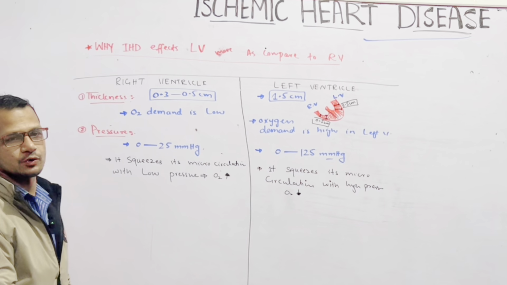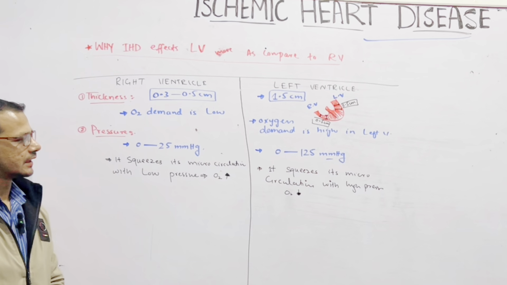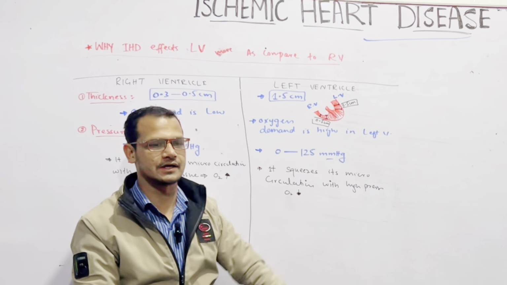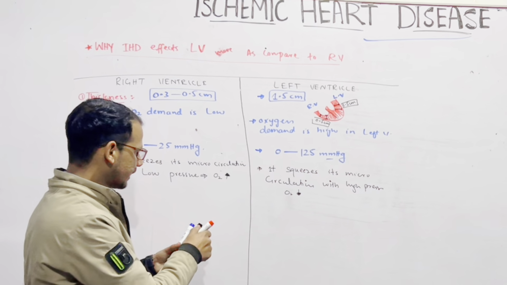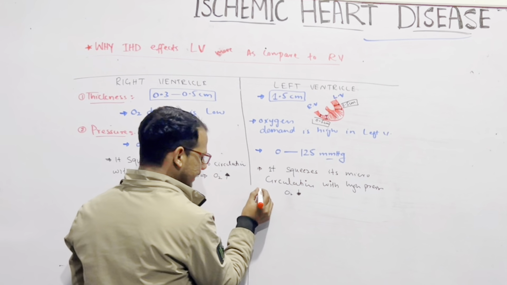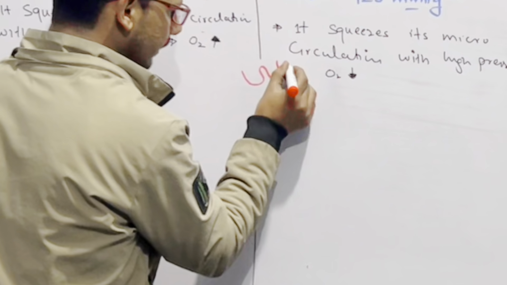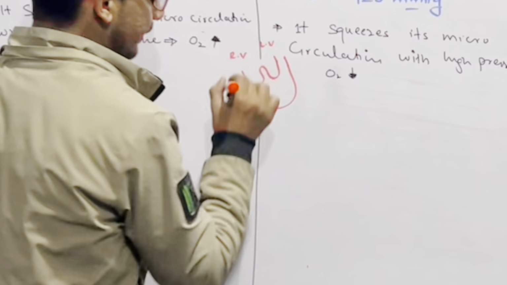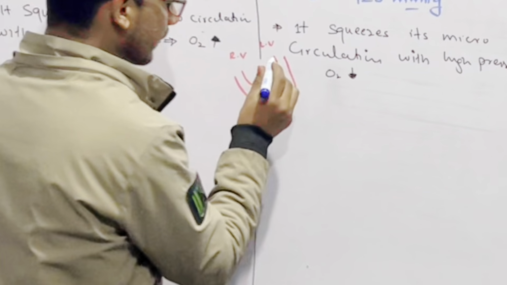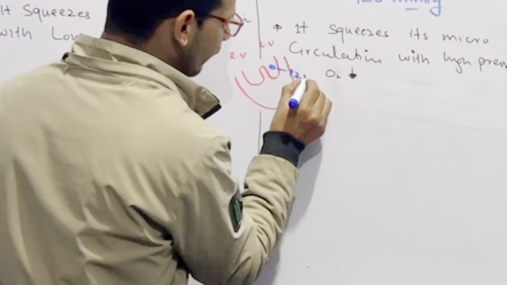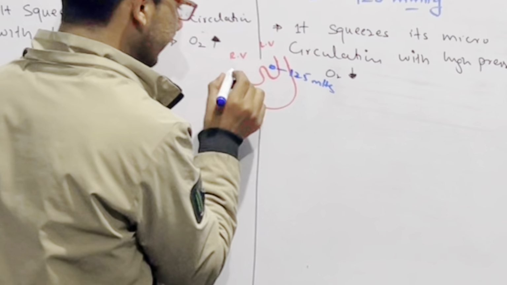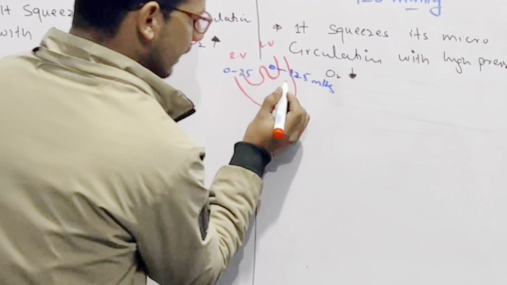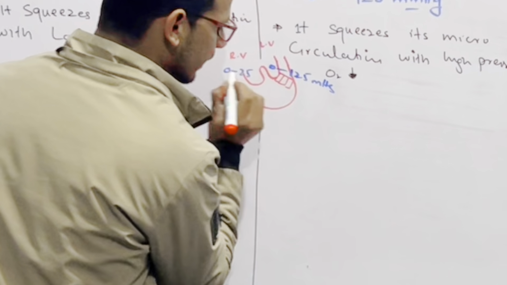This is the next point which is responsible for causing ischemic heart disease on the left side as compared to the right side. For example, if we take an example here, I have the left ventricle and right ventricle. Here the pressure is 125 mm of Hg, and here it is 25. I already told you that there are three layers. There are three layers of myocardium.